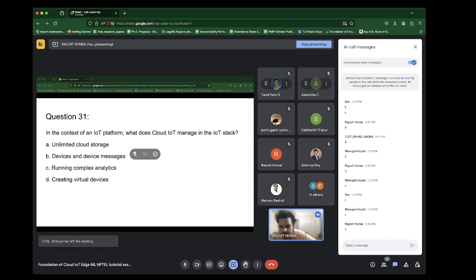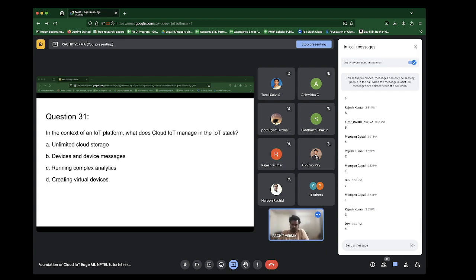So in the context of an IoT platform, what does Cloud IoT manage in the IoT stack? A, unlimited cloud storage. B, devices and device messages. C, running complex analytics. Or D, creating virtual devices. Okay, so there's some confusion between B, D and C.